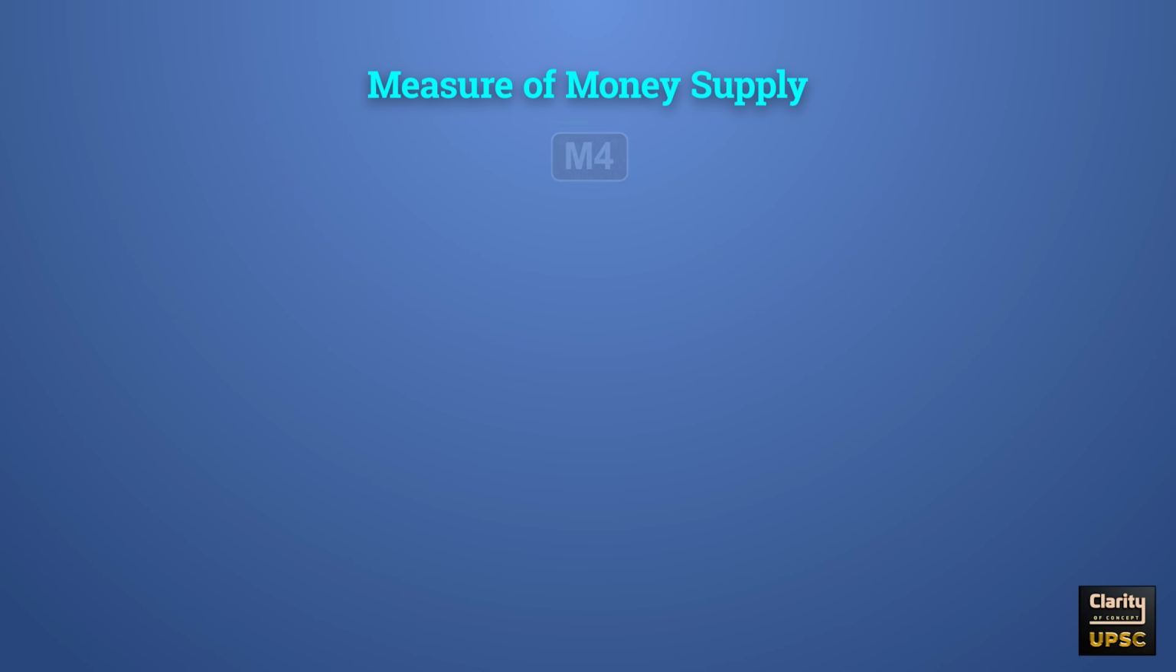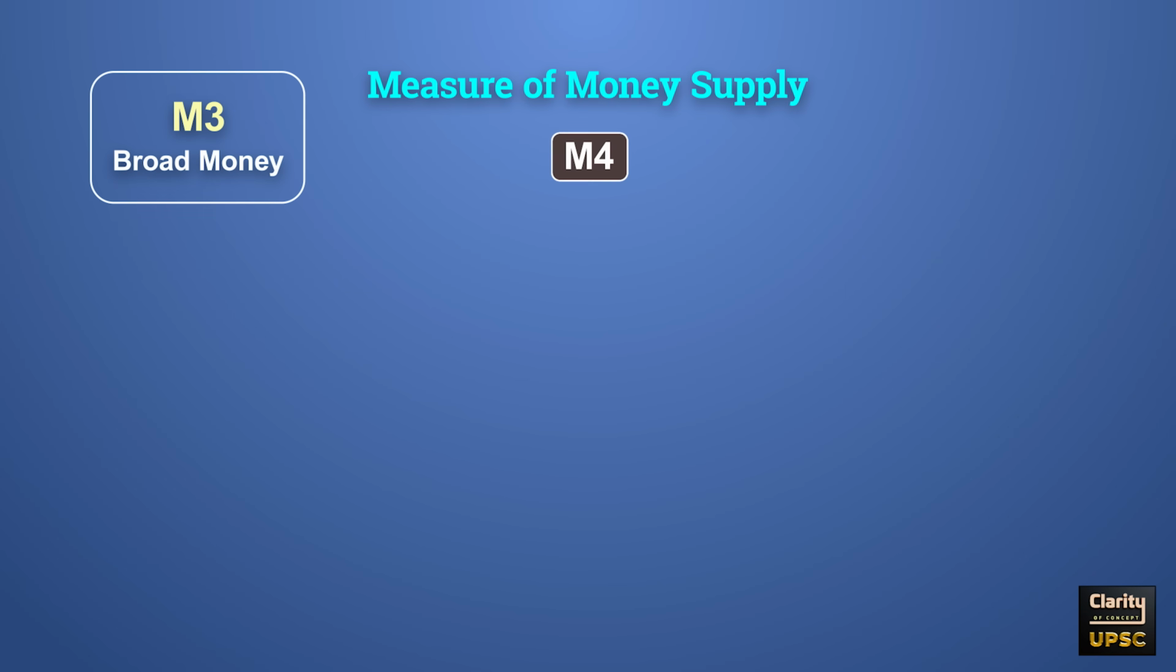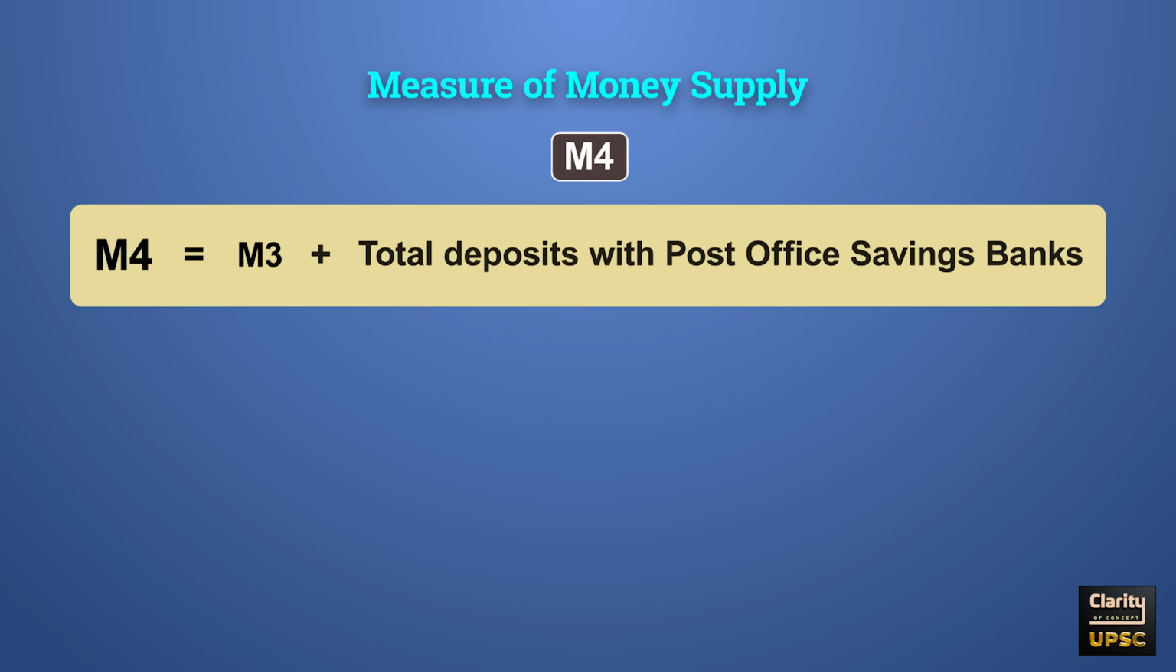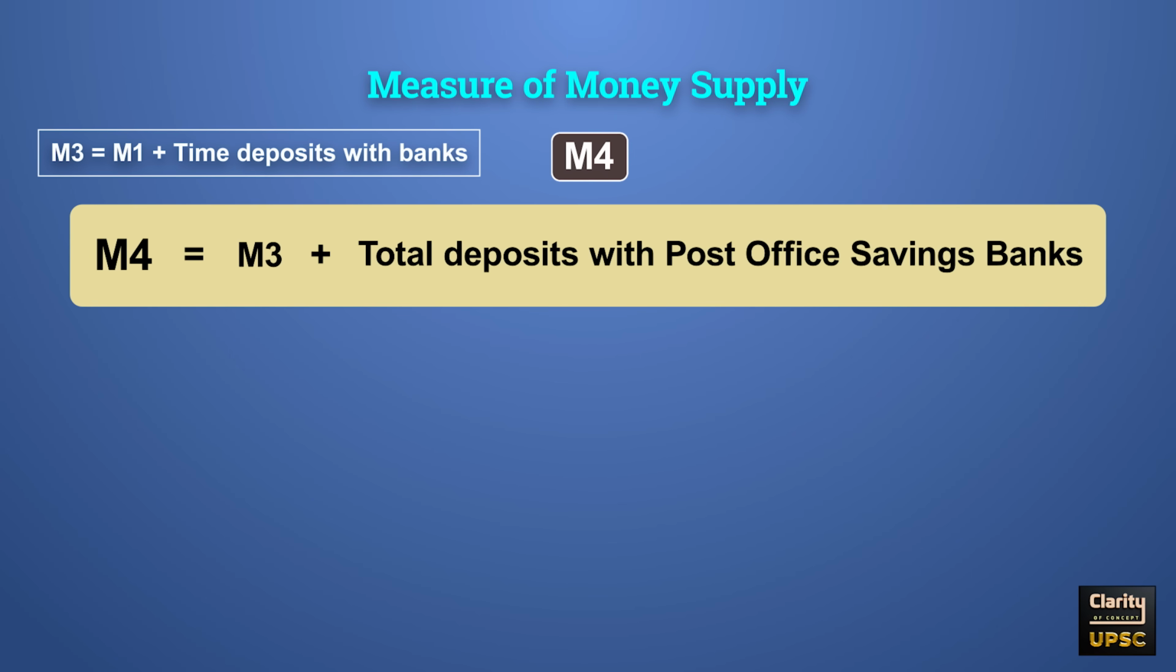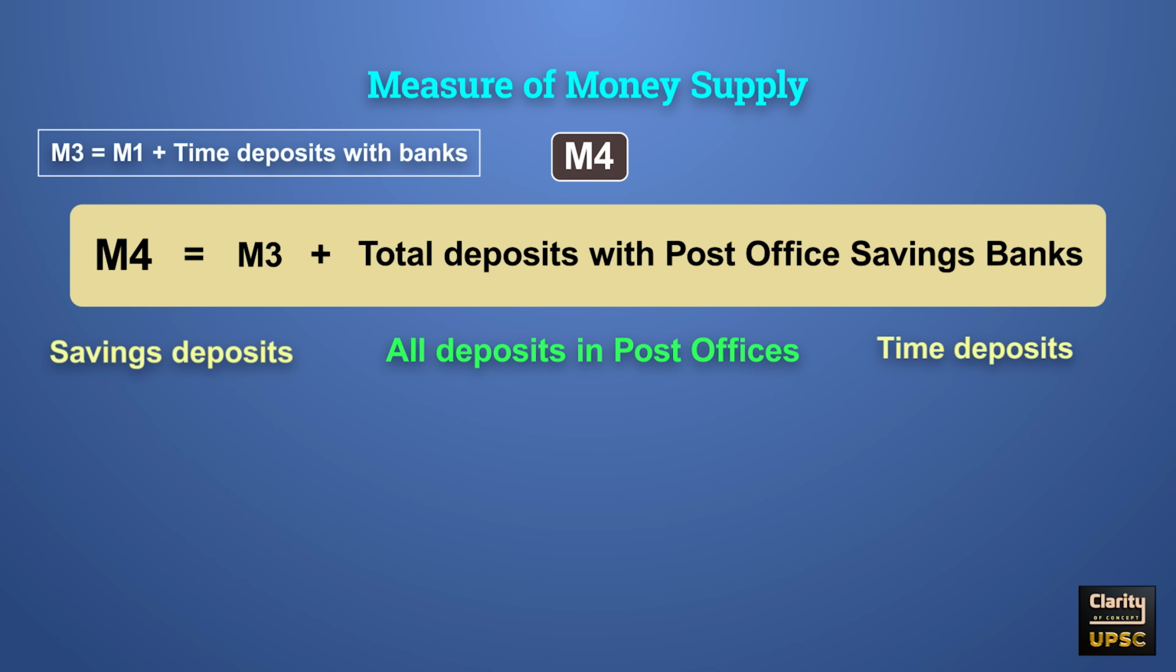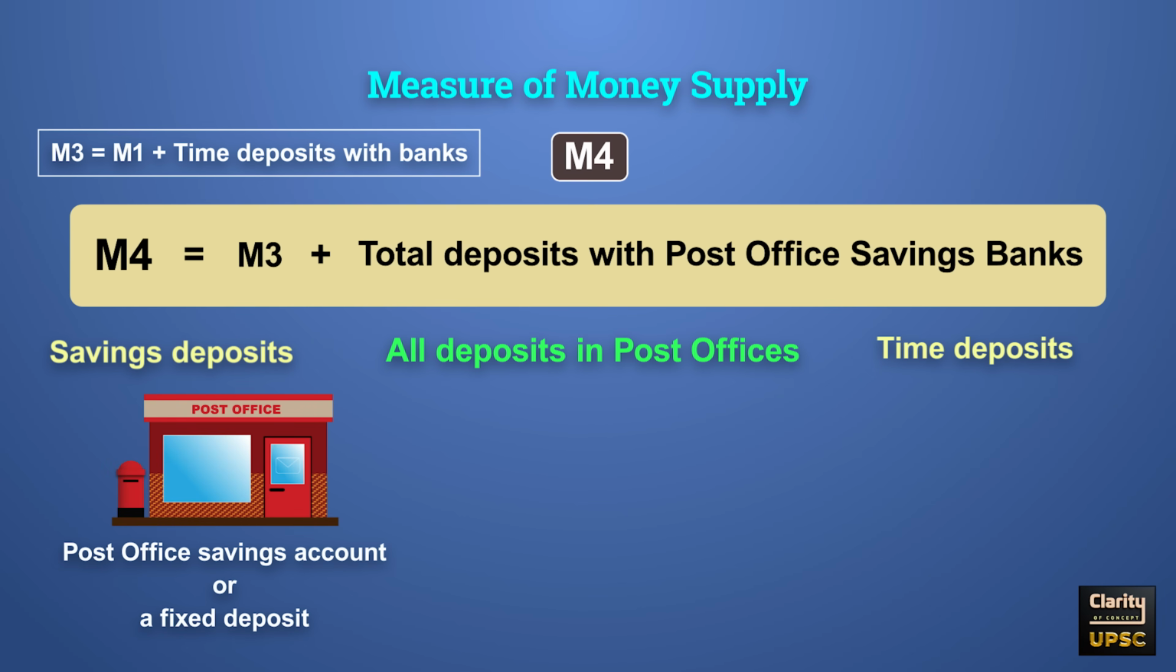Now let us talk about M4. M4 does not have a special name like M3, but we can say it is the broadest measure of money supply. Let us see its formula. M4 is equal to M3 plus total deposits with post office savings banks. We know M3 already. It includes M1 plus time deposits with banks. M4 adds one more thing, all deposits in post offices. This includes both savings deposits and time deposits. So if you have money in a post office savings account or a fixed deposit, that is counted in M4.